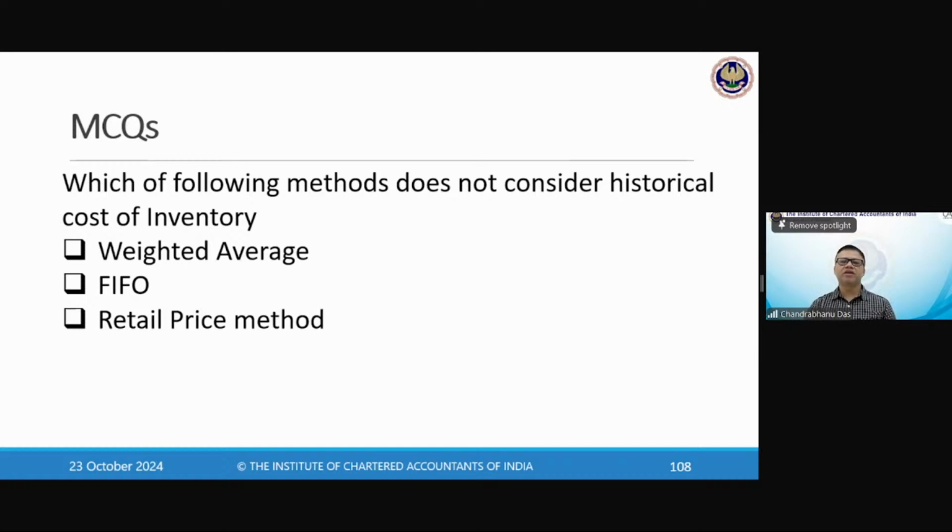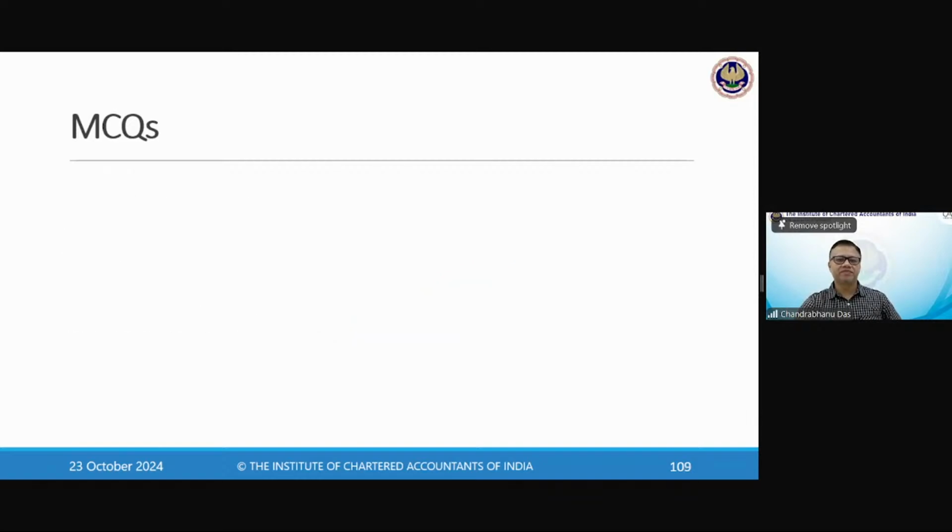So which of the following methods does not consider the historical cost of inventory? Sir, retail price method. Very good, Ashwika. So it is the retail price method which does not consider the historical cost of the inventory.